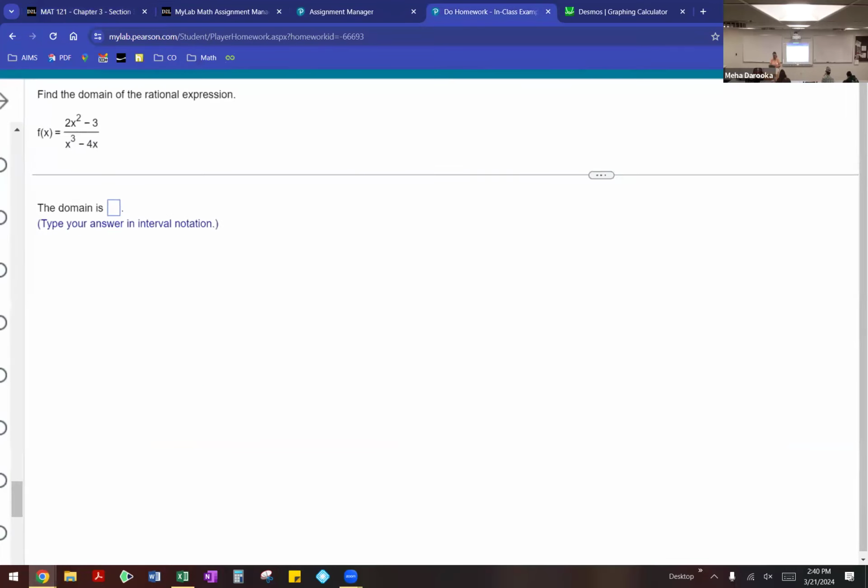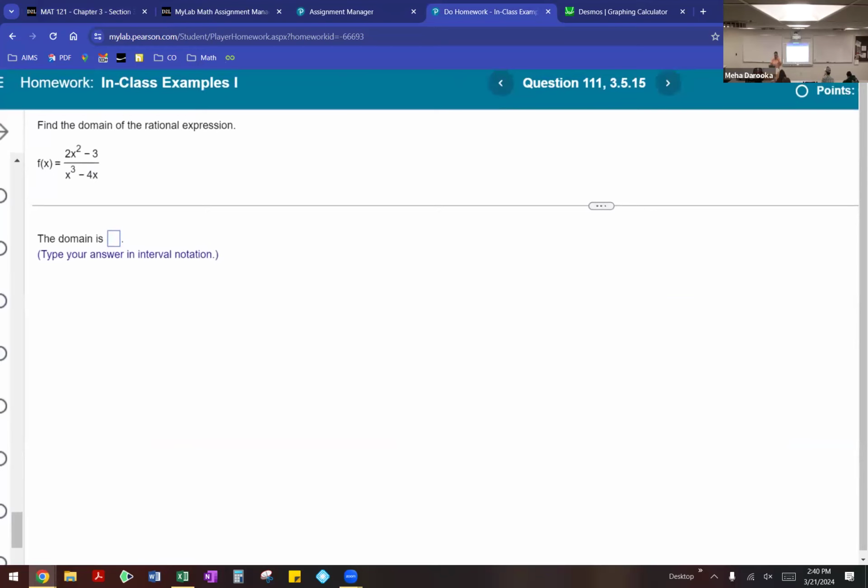All right, so let's take a look at this right here. So our function is f of x equals 2x squared minus 3 divided by x cubed minus 4x. So we're interested in finding out what makes the denominator 0. So that's exactly what we're going to do. We're just going to look at the denominator polynomial, x cubed minus 4x, set that equal to 0, and find out what value of x is going to make the denominator 0.